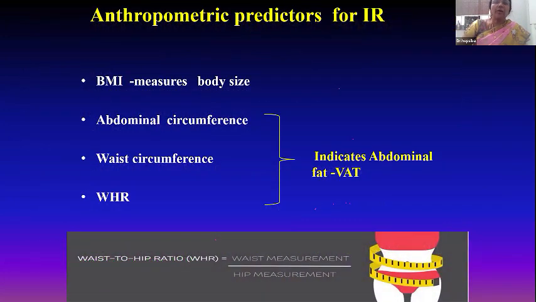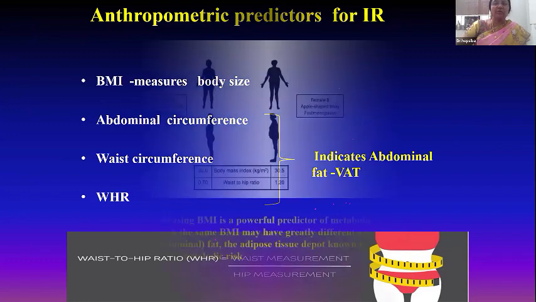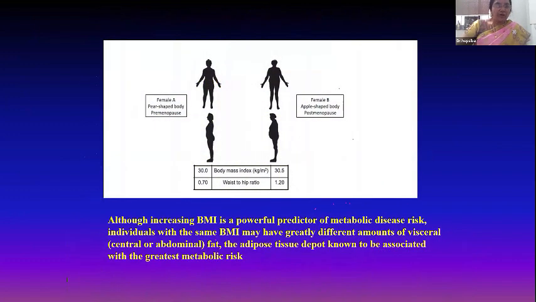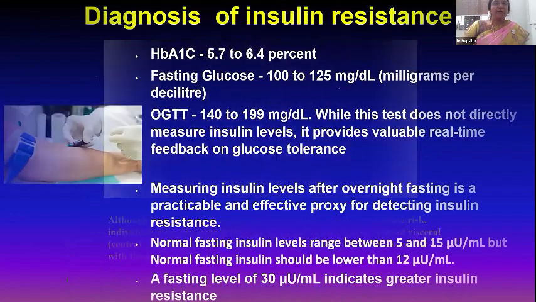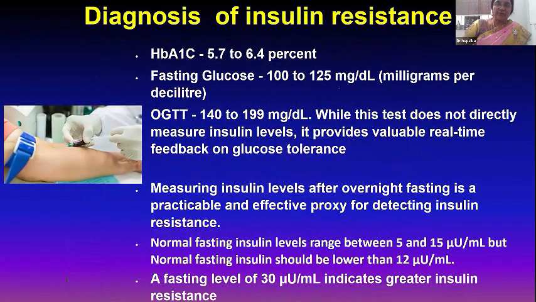So there are some clinical markers to measure. BMI, of course, measures only body size, but abdominal circumference and waist-hip ratio give an idea about VAT, because at the same BMI, people may have different visceral fat. Visceral fat is the culprit, which causes all the insulin resistance, which ultimately causes metabolic syndrome. So how do we diagnose?